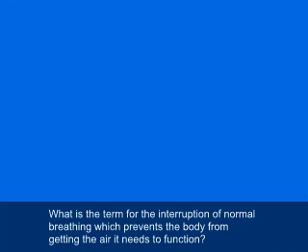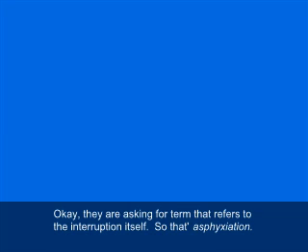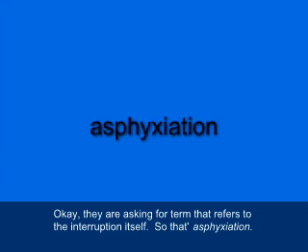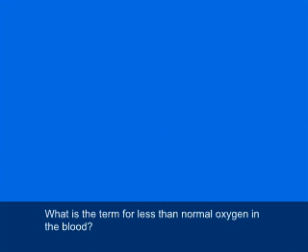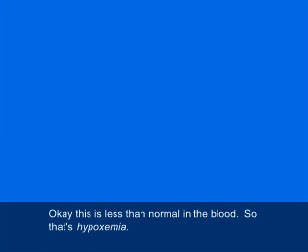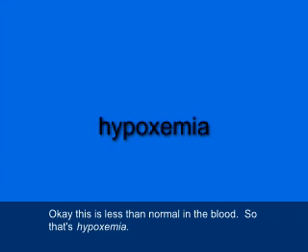What is the term for the interruption of normal breathing which prevents the body from getting the air it needs to function? Okay, they're asking for the term that refers to the interruption itself, so that's asphyxiation. A-S-P-H-Y-X-I-A-T-I-O-N, asphyxiation. What is the term for less than normal oxygen in the blood? Okay, this is less than normal in the blood, so that's hypoxemia. H-Y-P-O-X-E-M-I-A.